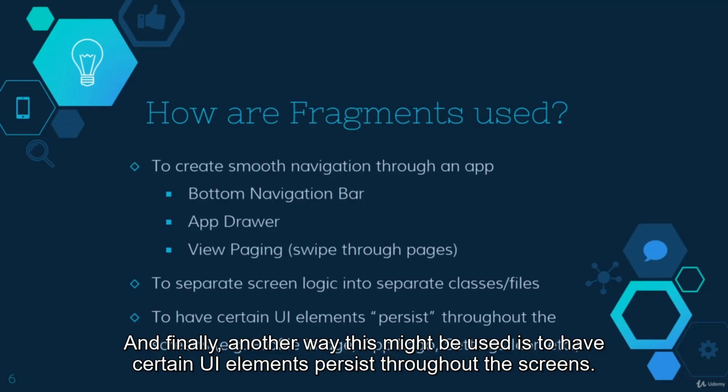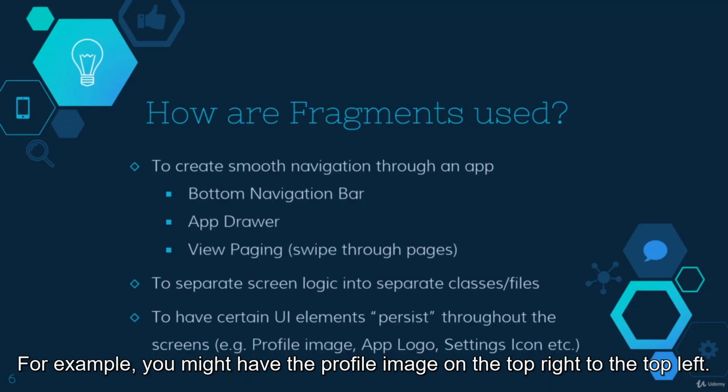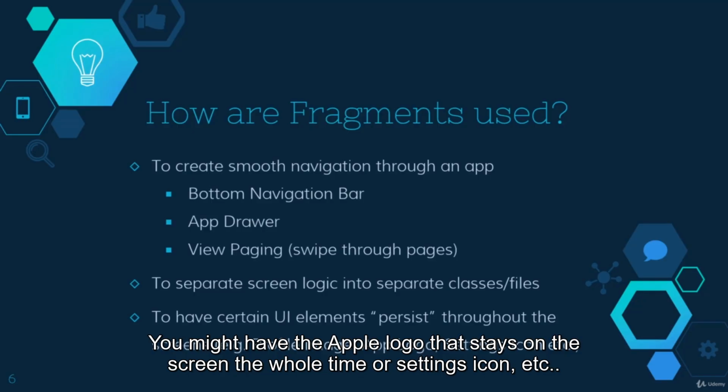And finally, another way this might be used is to have certain UI elements persist throughout the screens. For example, you might have the profile image in the top right or the top left. You might have the app logo that stays on the screen the whole time, or a settings icon, etc.